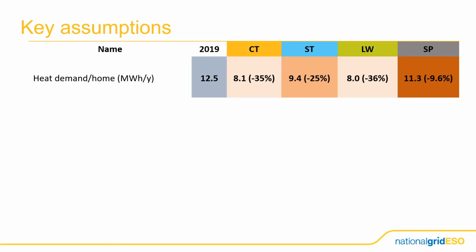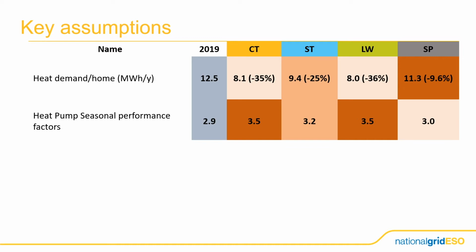The average heat demand per home, we see this falling by as much as 36% from 12.5 down to 8 megawatt hour per year in the leading the way scenario. This is as a result of massive retrofit of existing stock, higher standards for new buildings, and true user behavioral changes.